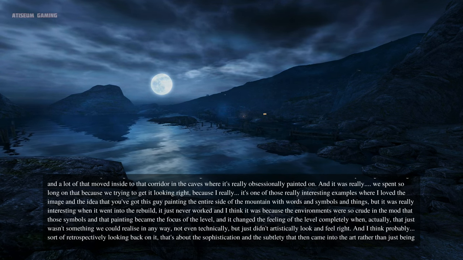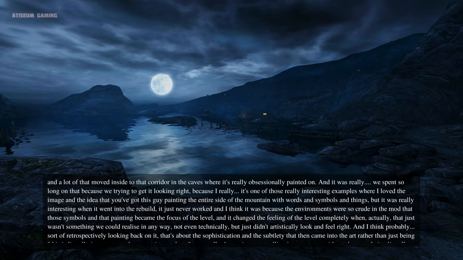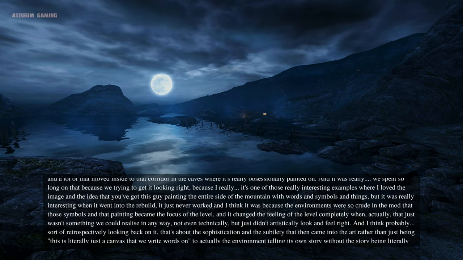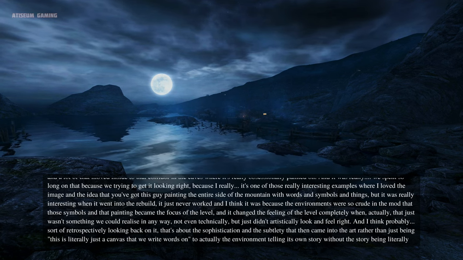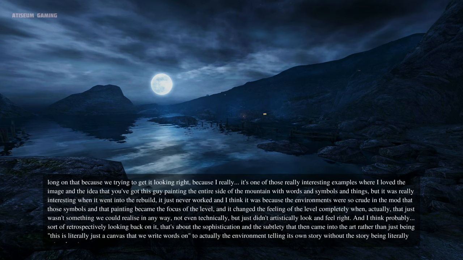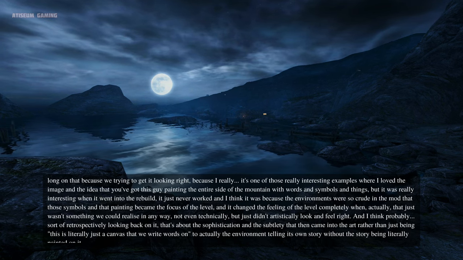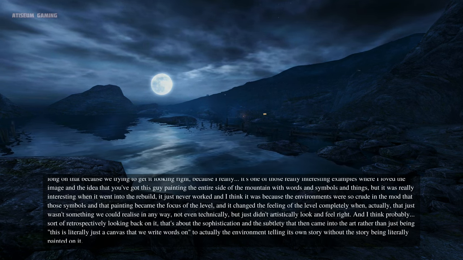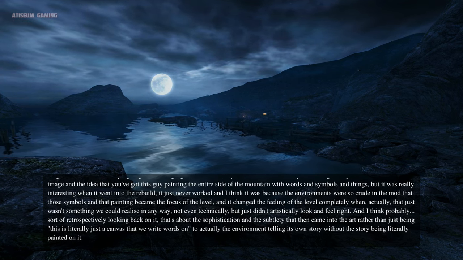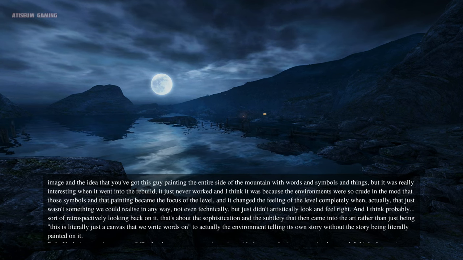We spent so long on that because we were trying to get it looking right, because it's one of those really interesting examples where I loved the image and the idea that you've got this guy painting the entire side of a mountain with words and symbols and things. But it was really interesting, when it went into the rebuild, it just never worked. And I think it was because the environment was so crude in the mod that those symbols and that painting became the focus of the level.